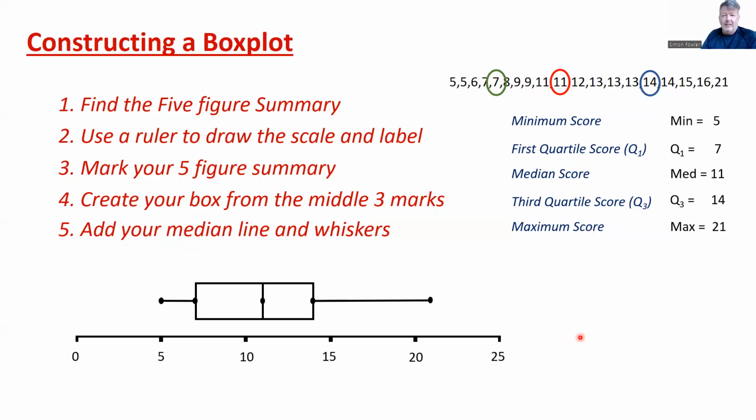You could get lucky and be given the 5-number summary and you don't have to do this calculation. If you're just given your data, it's not that hard. Right? So remember, 5-figure summary, use a ruler to draw the scale, mark your 5-figure summary. Now, you don't have to keep showing the dots. It can just be a little dot. I've used big dots here just to show you where they are. Create your box from the middle 3 marks and then add the extra bits.